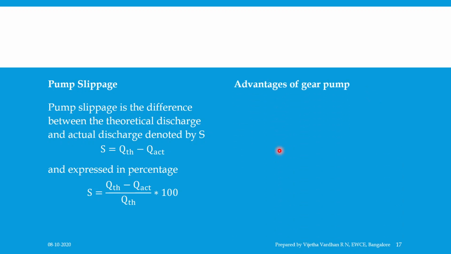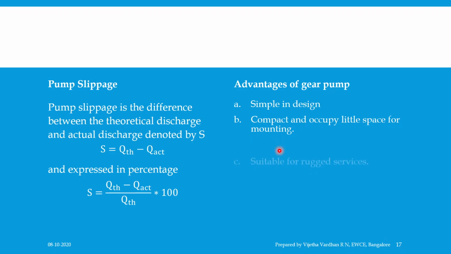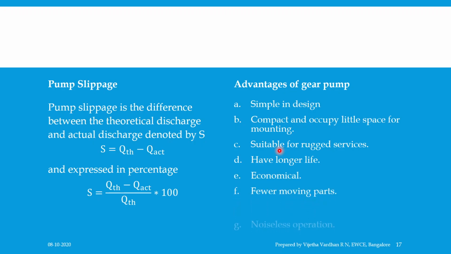And coming to the advantages of gear pumps, the following are the advantages. It is simple in design, compact and occupies little space for mounting, suitable for rugged surfaces and has a longer life, and it is most economical, with fewer moving parts and noiseless operation, and some gear pumps are reversible also.